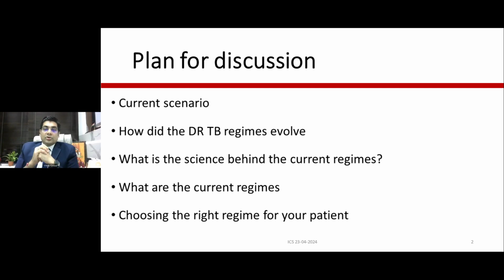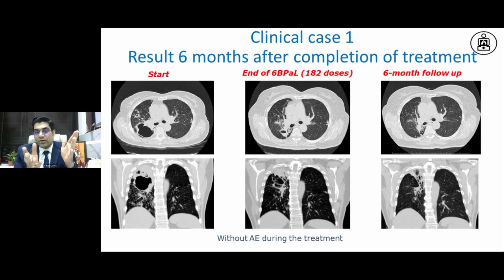Next slide, please. These are two of the examples I'm showing over here, which show the kind of patients we used to enroll. This was one of the patients who was started on B-PAL, with a big cavity in the right-sided lower zone. If you see the end of 6 months, 182 doses, the reduction of the cavity has been seen, whereas 6 months after stopping the treatment, at follow-up, hardly some fibrotic opacities are seen over there.